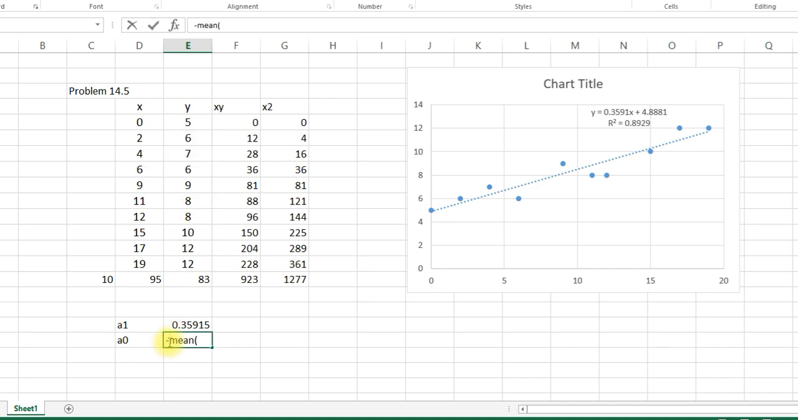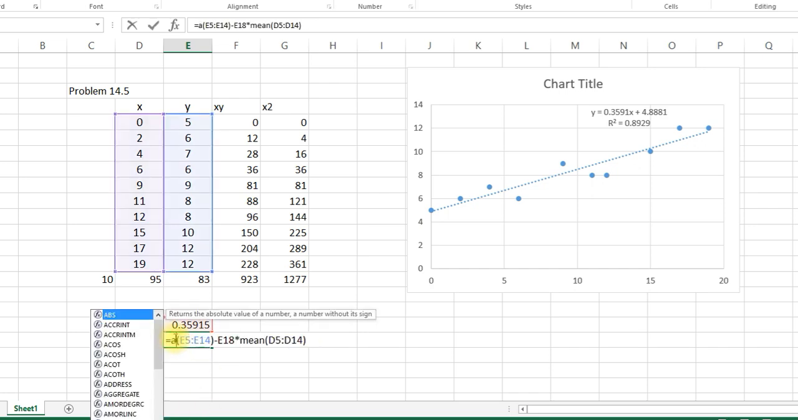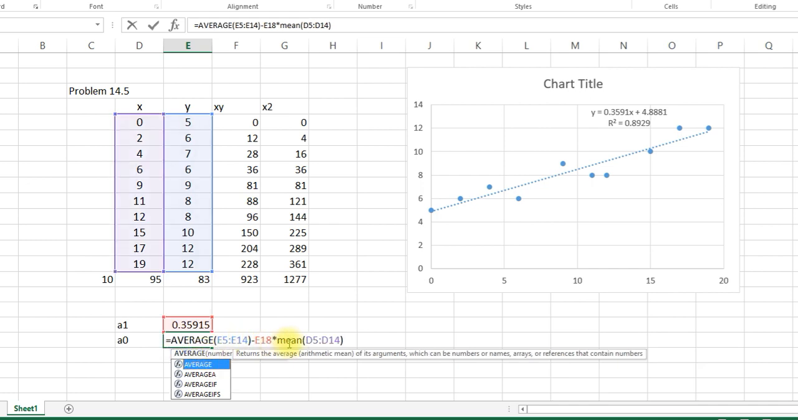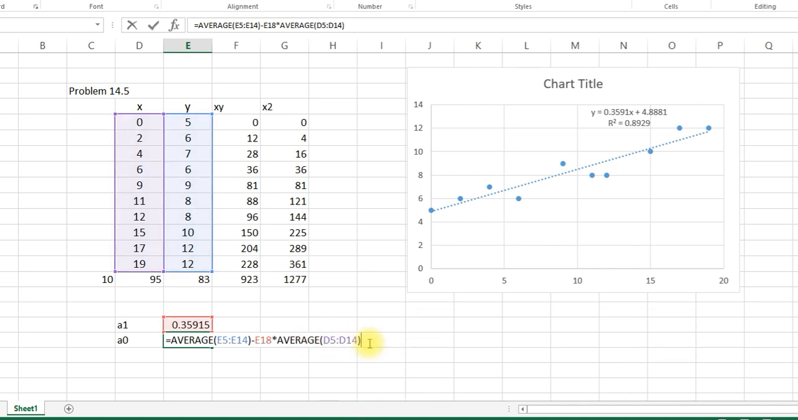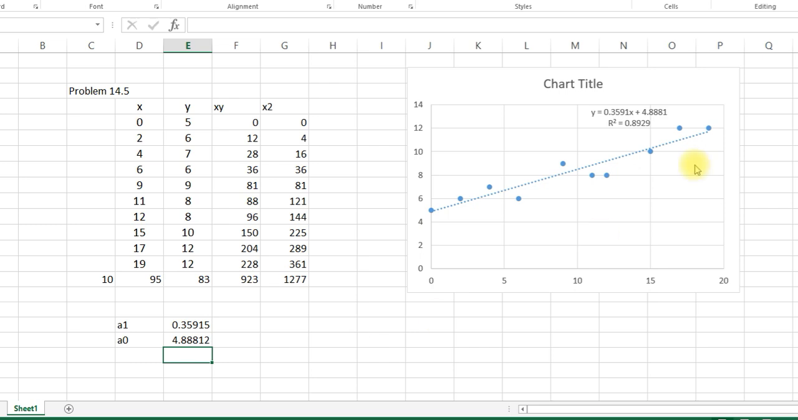okay, let's apply the equation: equal y minus a1 times mean of x. I'm sorry, this is not mean in MATLAB, but in Excel it is average. So a1 is 4.88, so this is the same. So one thing is, this is Excel. Okay, now we can find r square.